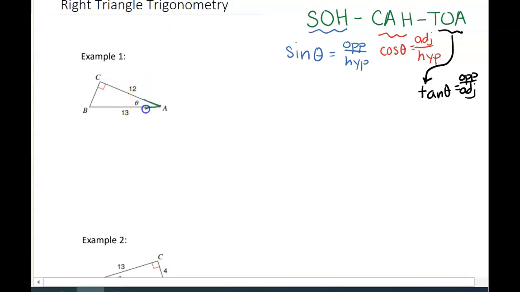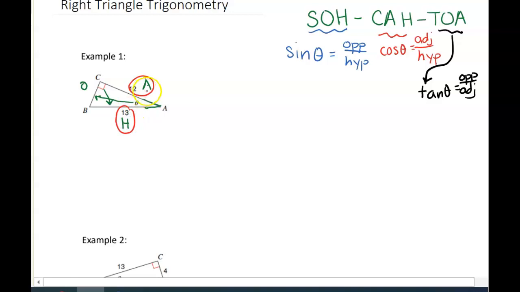So I want to label each of the three sides H, O, and A. So my hypotenuse is always opposite of the 90-degree angle. So this is my hypotenuse. My opposite is always opposite of the reference angle. So this is my opposite. The one that's left is my adjacent. Okay, so now I want to see, well, what two sides do I know? Well, I know the adjacent and I know the hypotenuse.